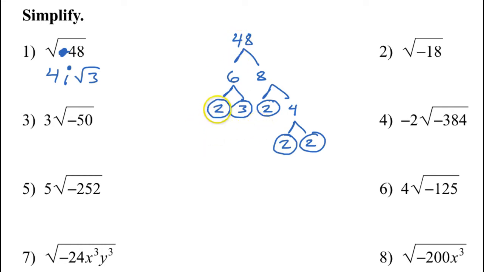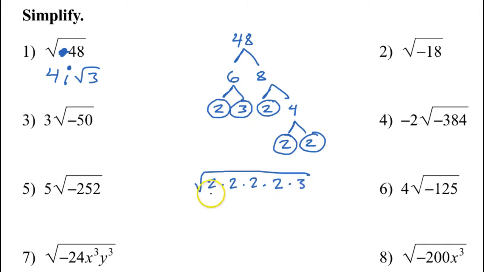Okay, so the prime factorization. I have, let's see, 1, 2, 3, 4 twos. So 48 is the same thing as 2 times 2 times 2 times 2, and then times 3.